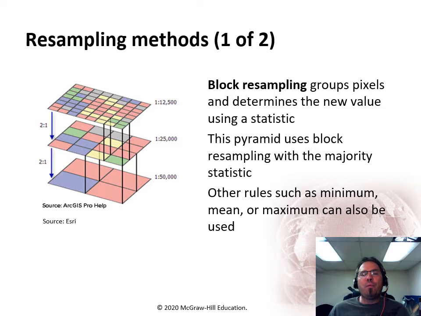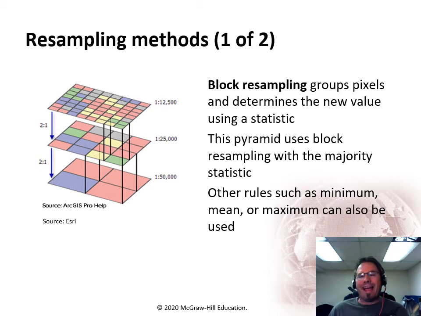So block resampling, this is one of the first ways to do that, groups pixels and determines the new value using a statistic. This pyramid uses block resampling with majority. So it's going to take all of the cell values that fall in the new grid system and take a majority rules sort of approach. Again, these methods are all found in a drop-down menu.